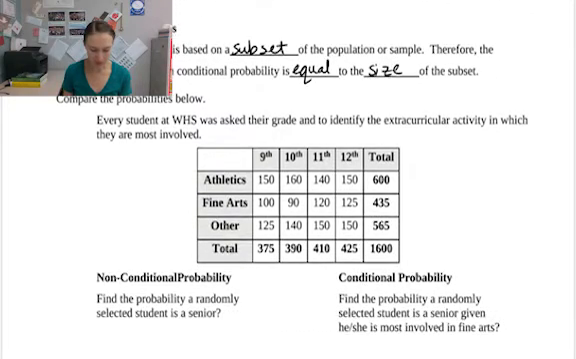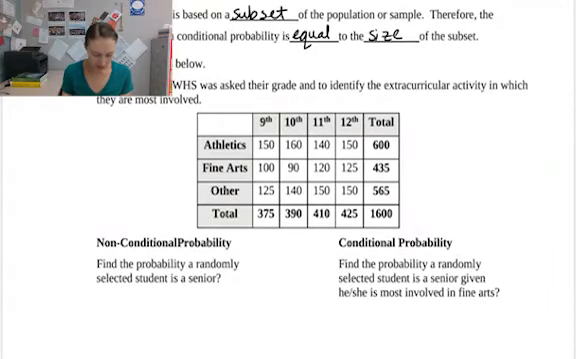A conditional probability is based on a subset of the population or the sample. Therefore, the denominator of the conditional probability is equal to the size of the subset. So our denominator isn't going to be the entire population or the entire sample size. It's going to be only a subset of that.